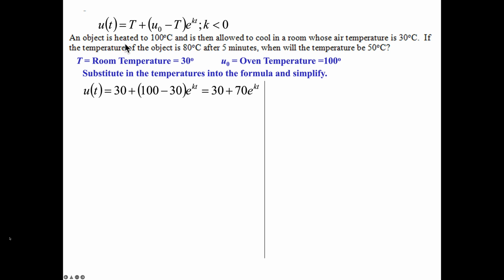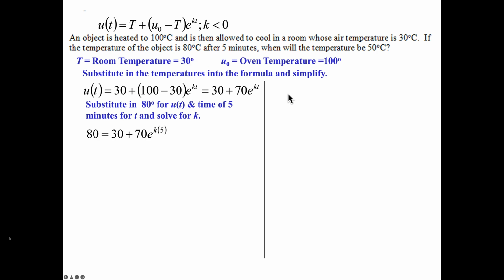So it says our object will be 80 degrees Celsius after 5 minutes. So we're going to put 5 in for t and set this equation equal to 80. And what we're going to do is solve it for k. So the first thing we have to do is get this e to the k times 5 by itself. So we're going to subtract over the 30. That gives us a 50.